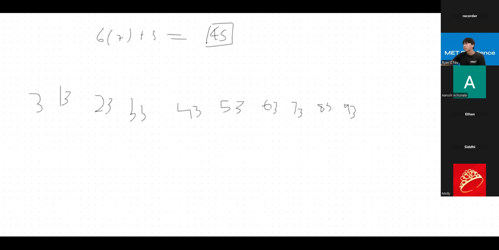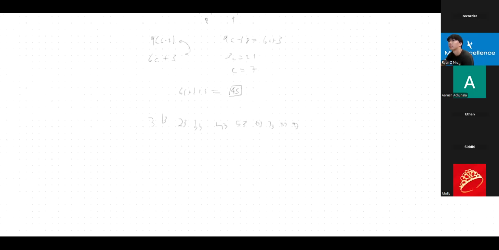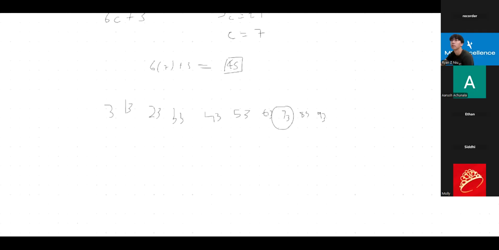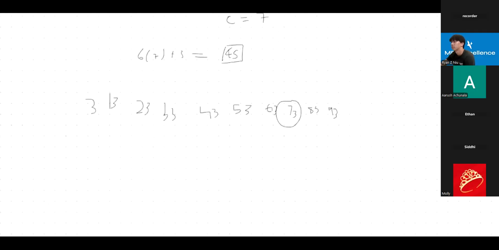So we just need to find the remainder when this is divided by 11, I think. And we know that 11 times 6 is 66. So 73 minus 66 is 7. So I think 7 is our answer. Yep.